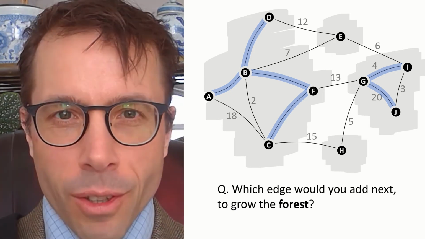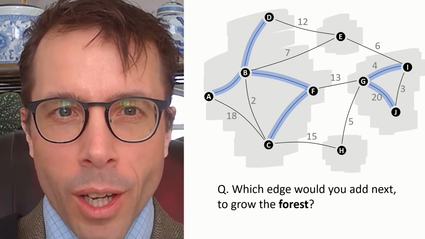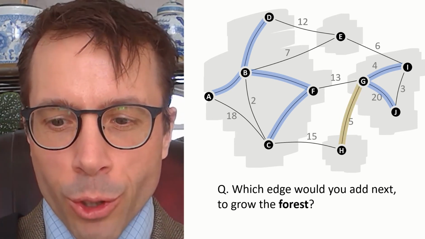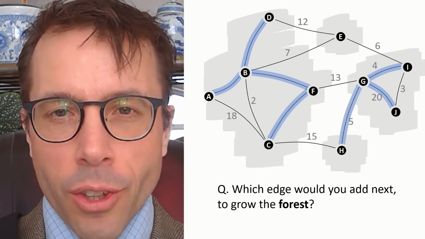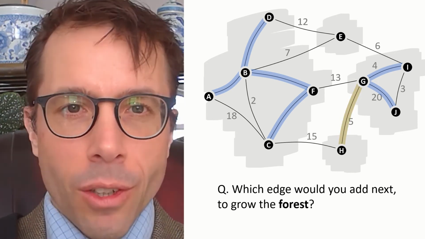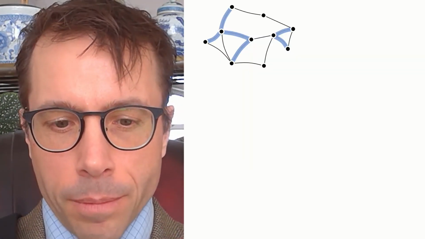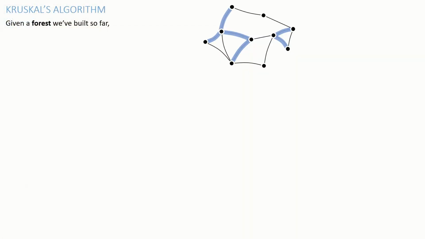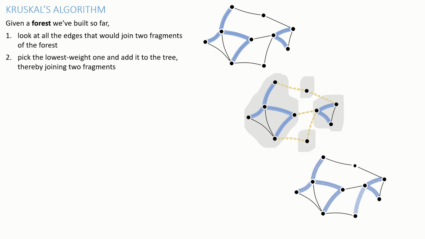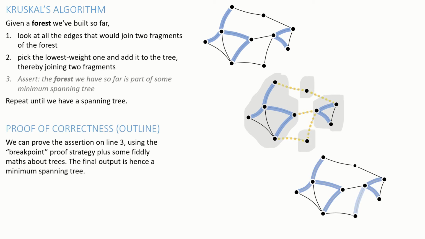Now it's much easier to understand what needs doing. We just pick the lowest weight edge that will join two of these four trees, in this case the GH edge, and we just do this repeatedly. This is called Kruskal's algorithm, and here are all the steps written out. Press pause and have a read.